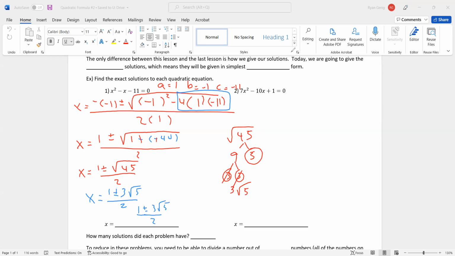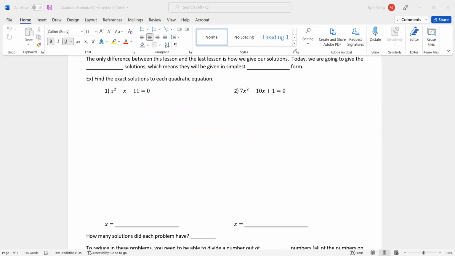Go ahead and do another one. I'll leave it blue. X equals negative blank plus or minus square root of blank squared minus 4AC all over 2A. So B is -10 again. A is 7. C is 1.